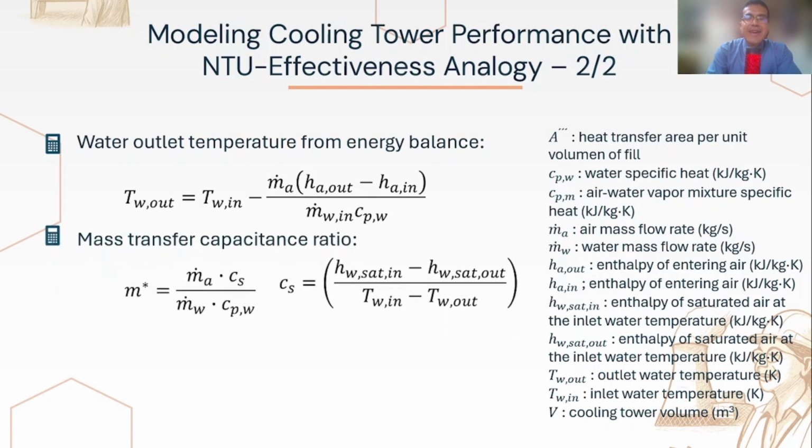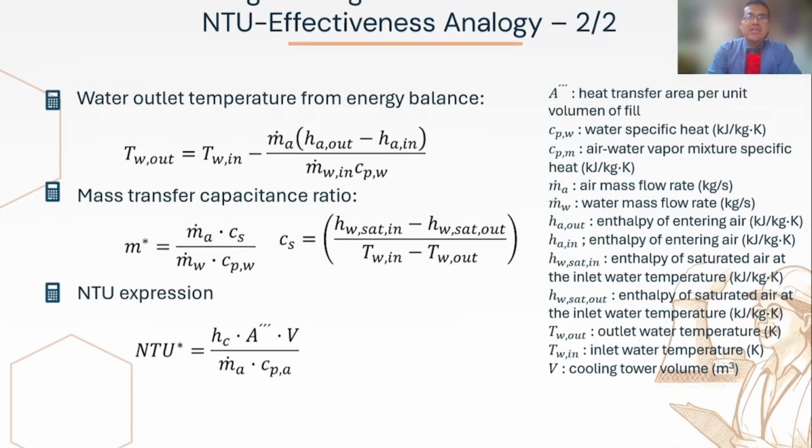To characterize the balance between air and water flows, we define the mass transfer capacitance ratio M star. It relates the air's heat capacity to that of the water. This factor is key when looking up effectiveness values in NTU charts. Finally, we define NTU itself, which depends on the convective heat transfer coefficient, the area and volume of the fill, and the heat capacity flow rate of the air. Together, NTU and M star let us use the effectiveness-NTU method to design and predict tower performance.